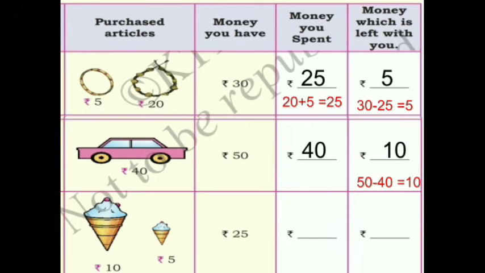See the next question. First we have 25 rupees. We brought a big ice cream for 10 rupees and small ice cream for 5 rupees. How much money did we spend? 10 plus 5 is equals to 15. We spent 15 rupees. Now, how much money left with us? 25 minus 15 is equals to 10. Therefore, 10 rupees left with us.